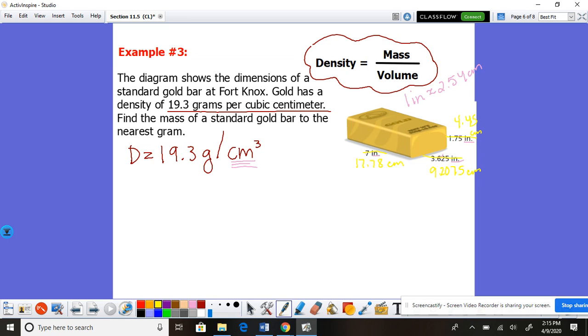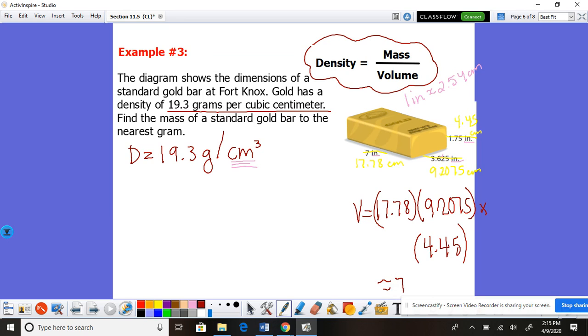So density equals mass over volume. Well, guys, I can find the volume of this, right? It's just the area of the base times height, or length times width times height. It's like a box, a rectangle, is the base. So the volume of this is 17.78 times 9.2075 times, I'm running out of room, so I'll put it down here, 4.45. And when I put that into my calculator, I get roughly 728.5, give or take, centimeters cubed.